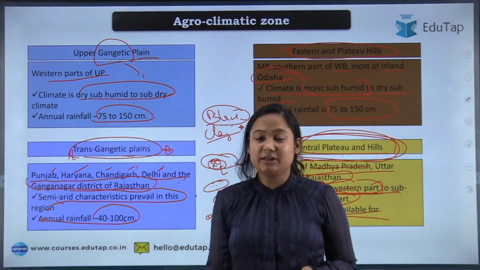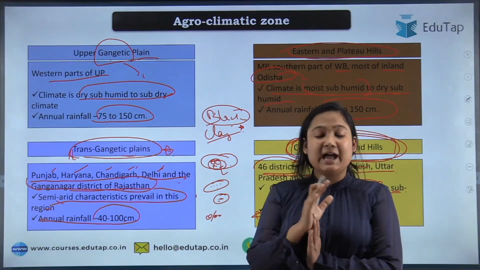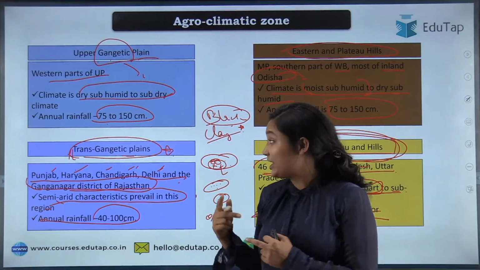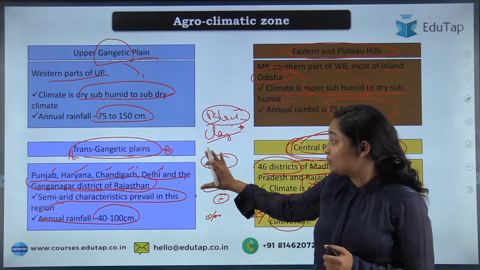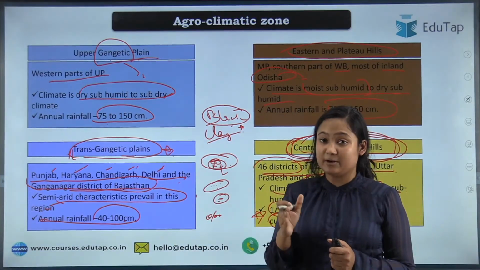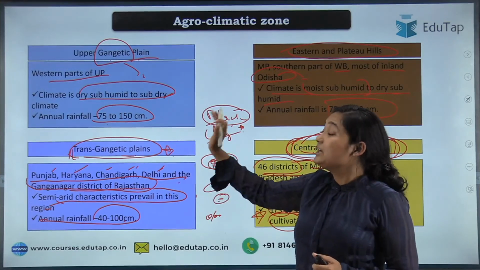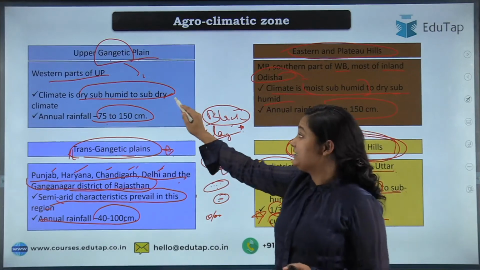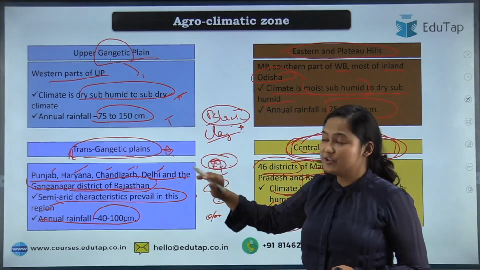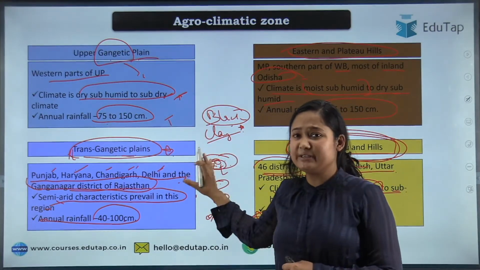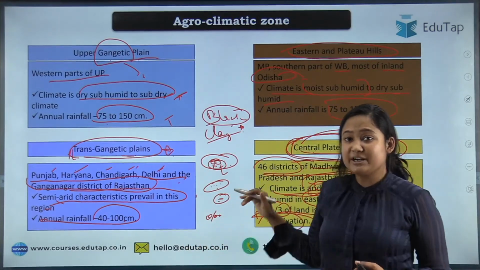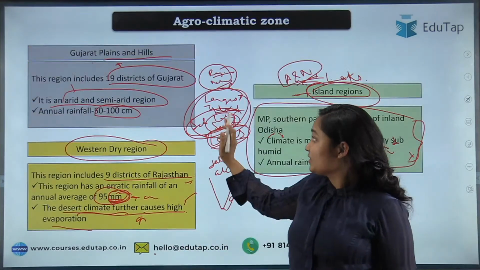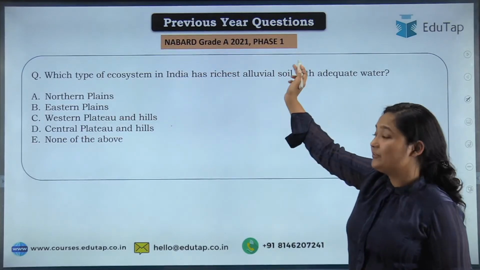So I think that was all about agroclimatic zones. See, agroclimatic zones you'll have to memorize again and again, only then will you be able to answer in the paper. There is no shortcut for that. But the important thing, as I have told you, what the important things are, these are the main points that you'll have to memorize, and the questions will be direct and quite easy. So now let's move to our PYQ question, and we will answer it here.